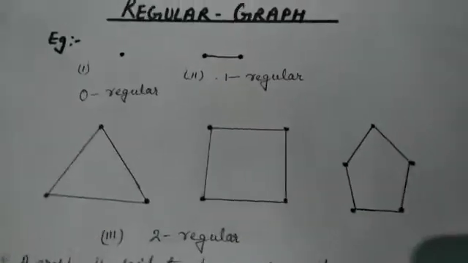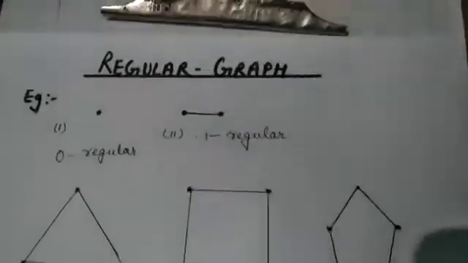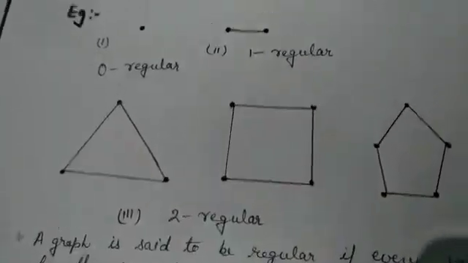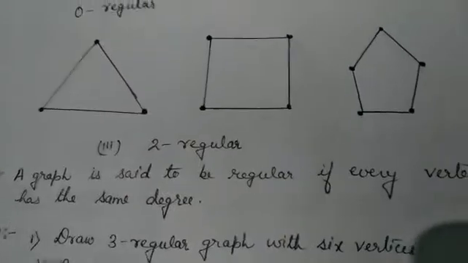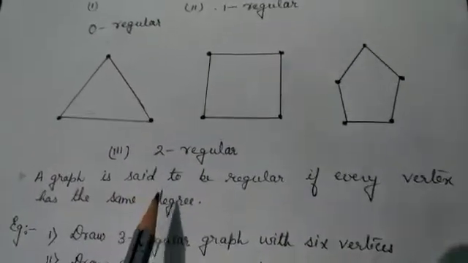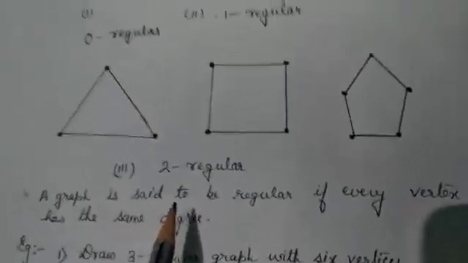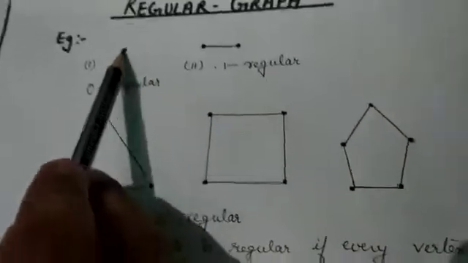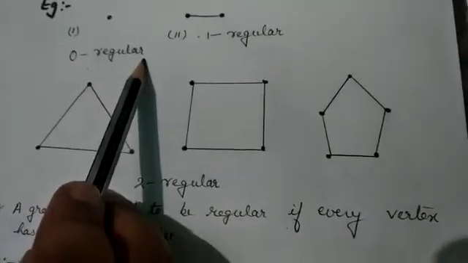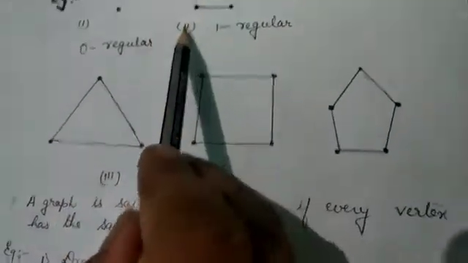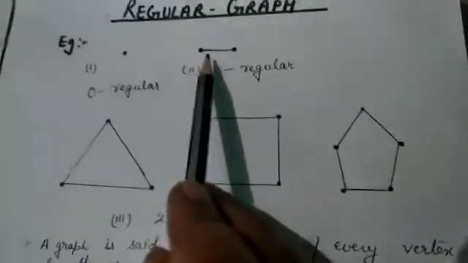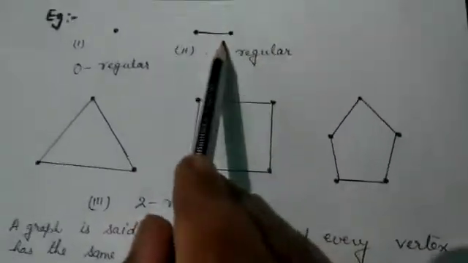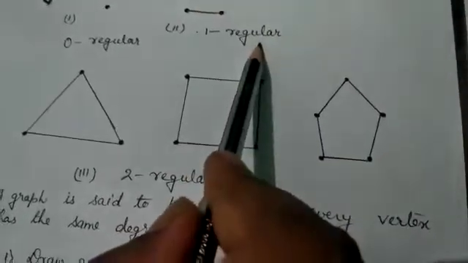Next, we will go through a type of graph, that is the regular graph. A graph is said to be regular if every vertex has the same degree. Now we know how to find out the degree. So here we have just one vertex. So we can say that it is a zero regular graph. In the second graph, you can see that the degree of both the vertices is 1. So this graph is said to be a one regular graph.